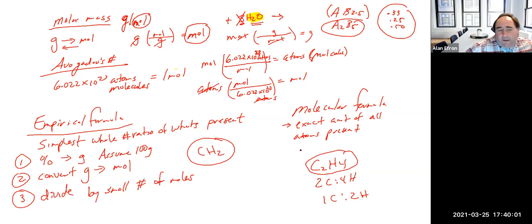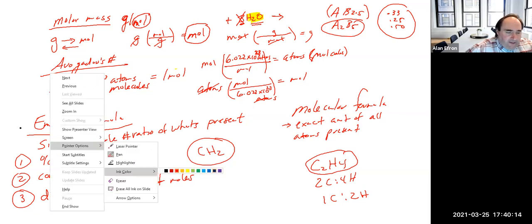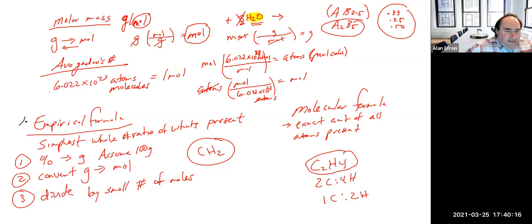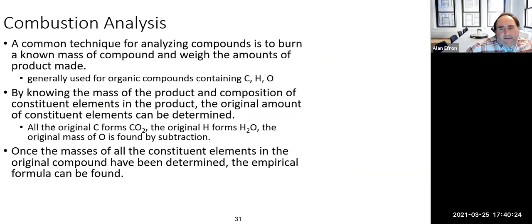Okay, so what we're going to talk about next is another type of empirical formula problem, one that's a little bit different than the one we just talked about. It's a different method to calculate the empirical formula. Let's talk about how to go through that. It's a reaction that is done, which is basically a combustion reaction.